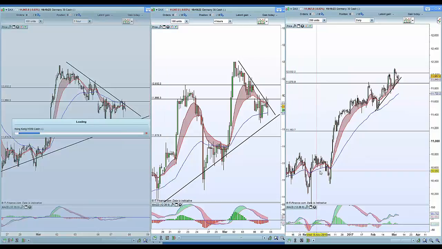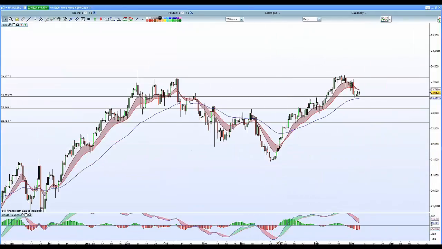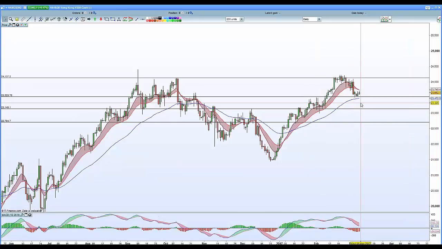Let's go to the Hang Seng. Hang Seng is bullish as well. Right now we are at a nice support level around the 23,500 level or so. This line, 23,500. I expect a certain reaction from here, maybe back to the 23,800 level. The daily is an uptrend. This is a good support level.